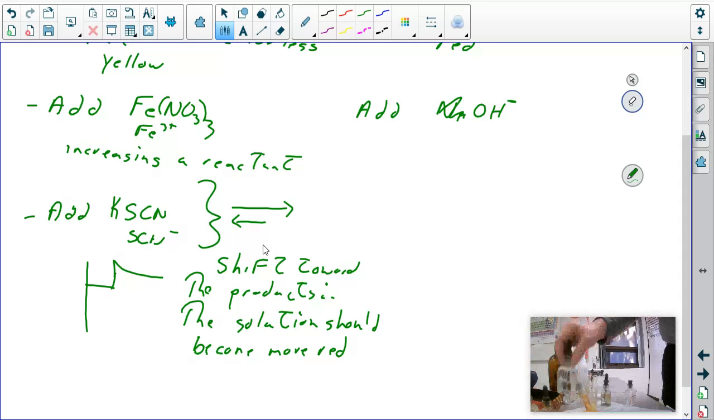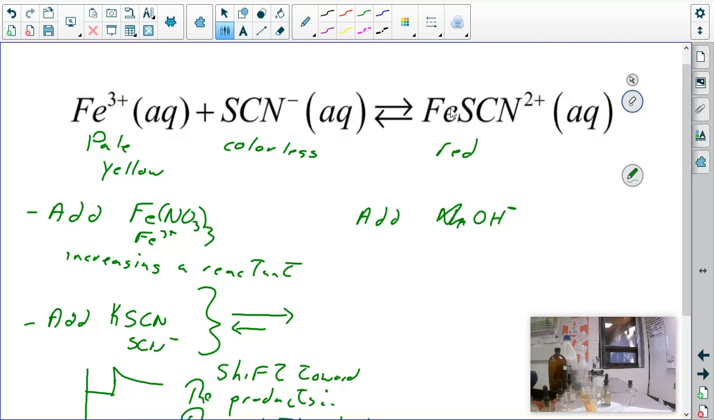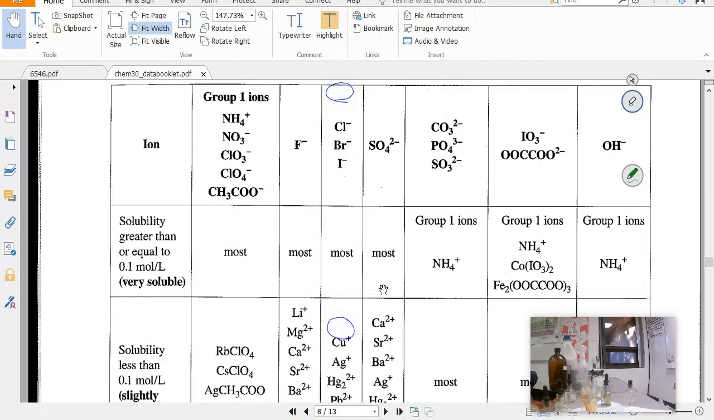And I need to add sodium hydroxide, right? Okay. So, well, it happens. Something went wrong with my system. Now, adding hydroxide again. What is adding hydroxide going to do? It's not part of the equilibrium at all. So that probably has something to do with our solubility chart.